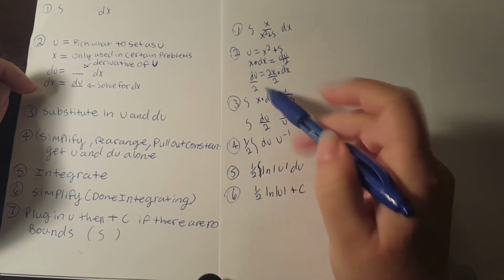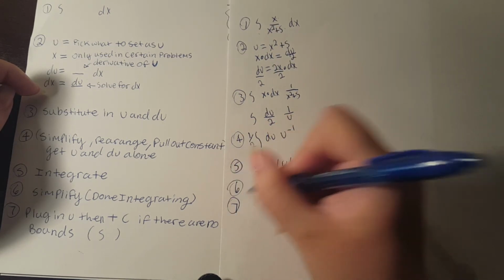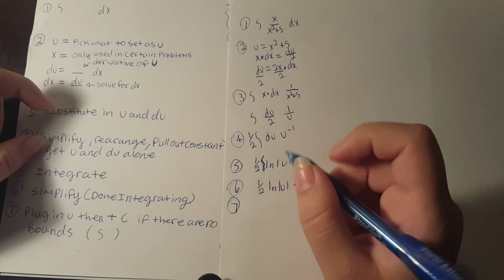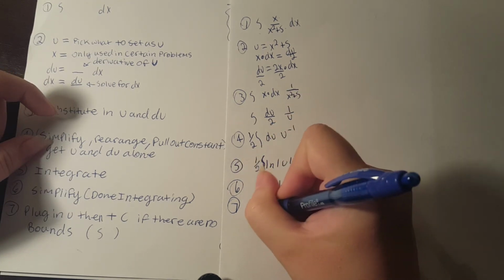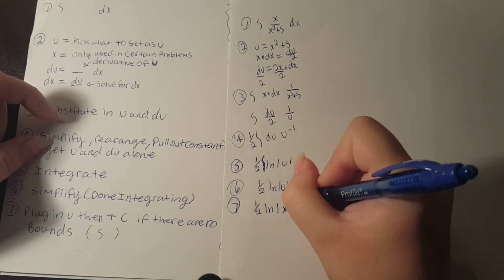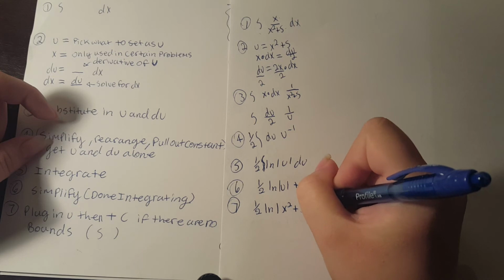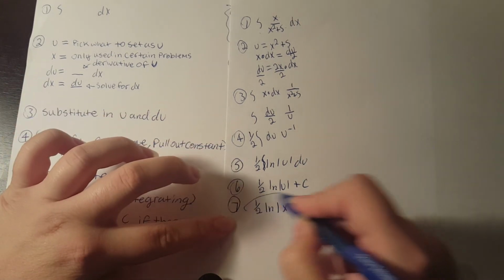Because there are no bounds in this equation, you would just be done by putting plus c. So now the very last step is to plug u back in. So 1/2 times ln, and you'd plug u back in. So x squared plus 5 absolute value plus c would be your final answer.